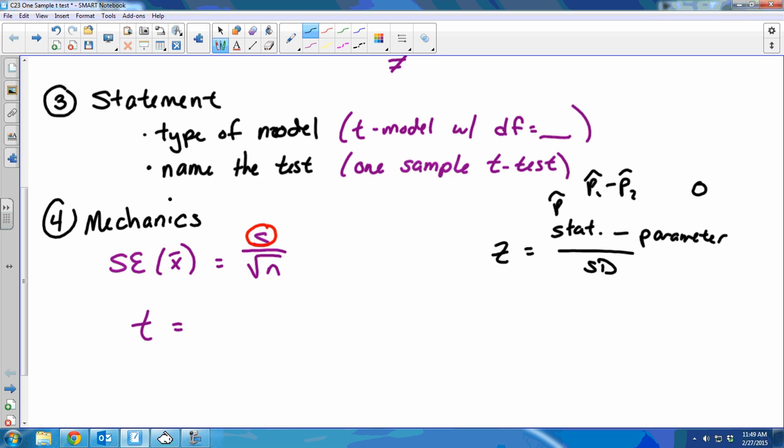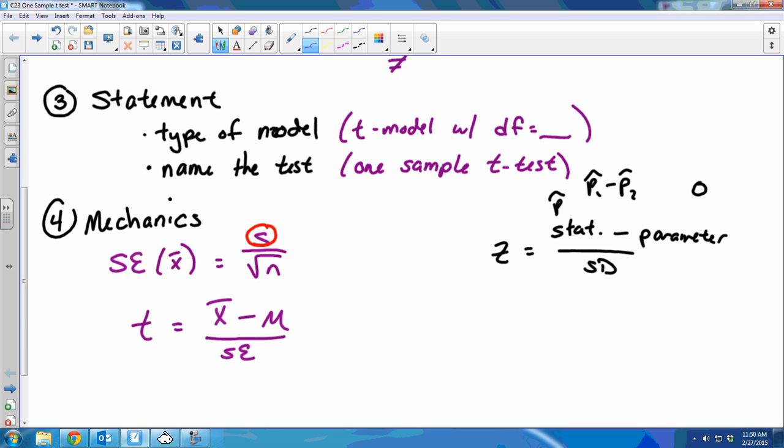Okay. So we're doing a one sample t-test. We're talking about means. So what symbol represents the statistic for a mean, and what represents a parameter for the mean? Mu is the parameter. That's for the entire population. So what is the statistic? x-bar, divided by the standard error that we came up with before.